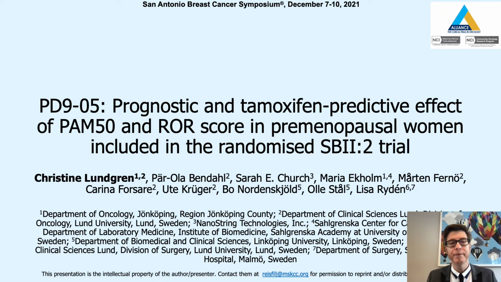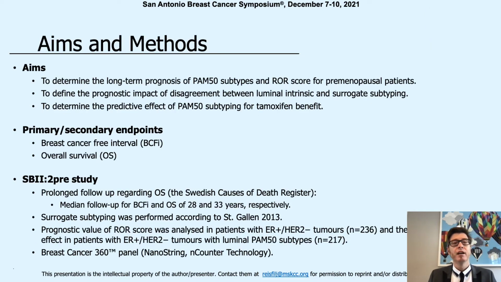The third poster focuses on the prognostic and tamoxifen predictive effect of PAM50 subtyping and ROR score in the randomized SBII trial. So the aims here of this study were to determine the long-term prognosis of PAM50 subtypes and ROR scores for premenopausal patients, and to define the prognostic impact of the disagreement between PAM50 subtyping and the intrinsic subtypes as defined by immunohistochemical surrogate markers using the St. Gallen criteria, and to determine the predictive effect of PAM50 subtyping for tamoxifen benefit.